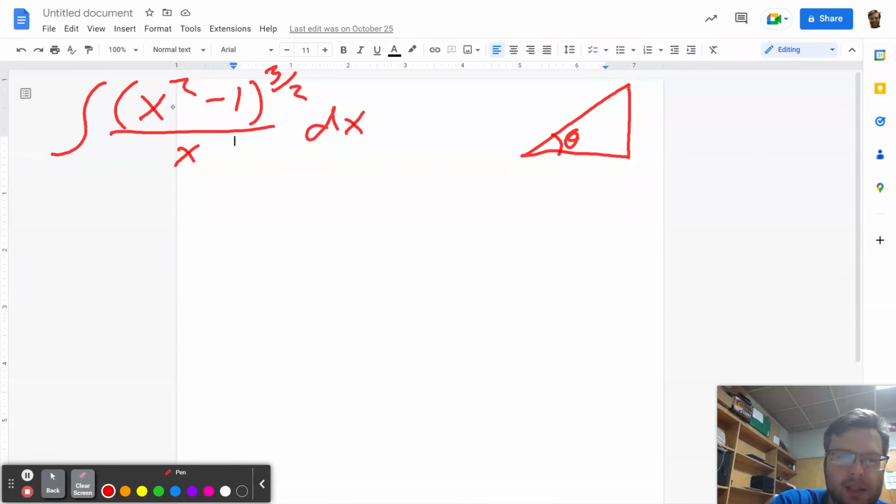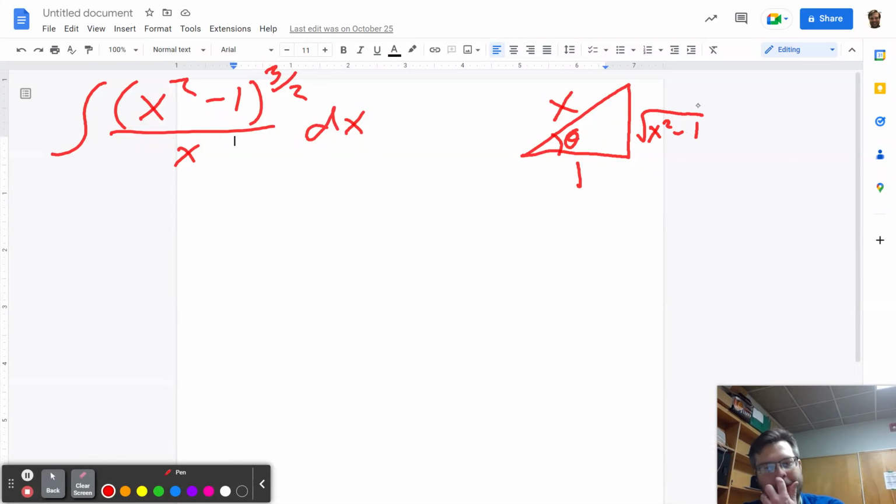When I look at the top of the integral, I see x squared minus 1, and so that means I know that x squared is equal to c squared. And I'm going to call this side 1, making this piece here the square root of x squared minus 1. So it's just c squared minus b squared. And then I can start writing some trig functions in terms of theta.